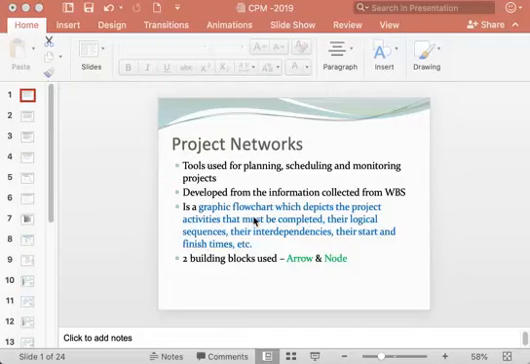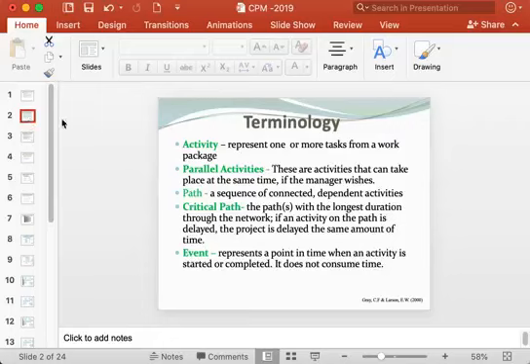So in order to construct project networks, two building blocks are used, which are the arrow and node. Before we move on to the construction of a project network, first you need to understand some of the terminologies. So an activity represents one or more tasks from a work package.